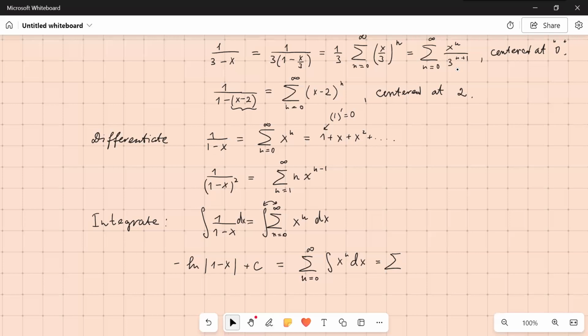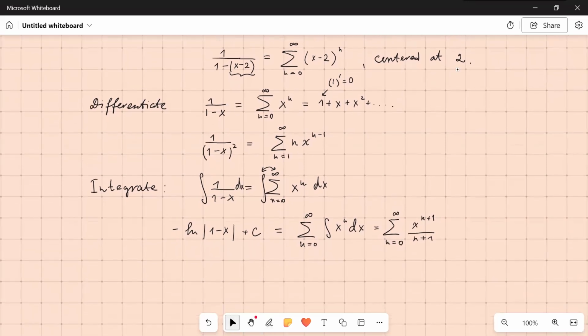So when I integrate x to the power of n, I know that I'm going to get x to the power of n plus 1 divided over n plus 1, right? And from 0 to infinity. Here, nothing is going to disappear because when you integrate 1, it's going to give you x. Now, it is going to be the constant. We already got everything. The function equals the series plus constant.